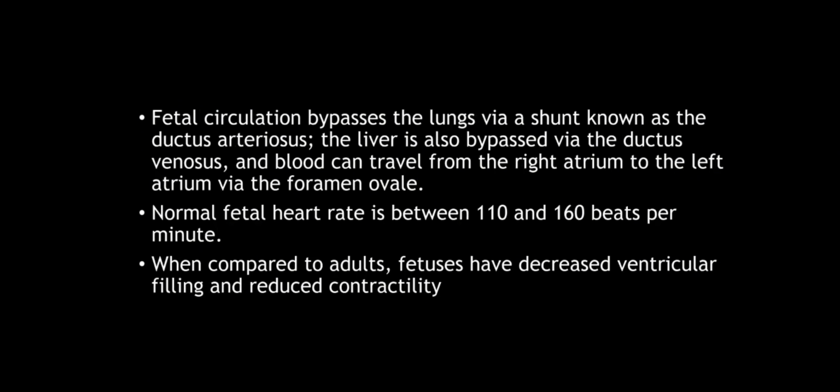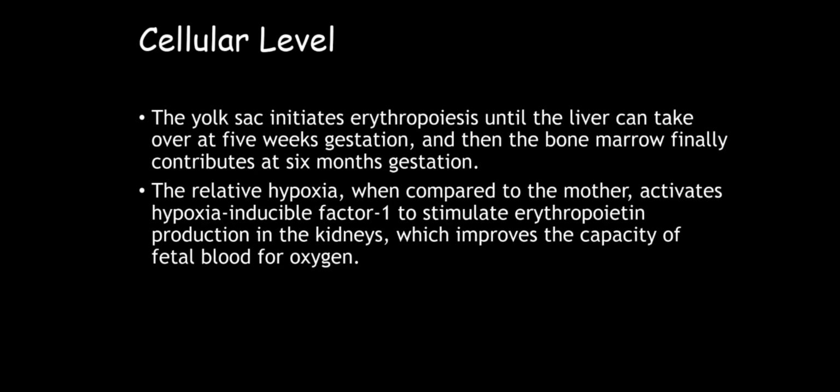When compared to adults, fetuses have a decreased ventricular filling and they have reduced contractility. At the cellular level, the yolk sac initiates erythropoiesis until the liver can take over at 5 weeks gestation. Thereafter, the bone marrow finally contributes at 6 months gestation. So initially, erythropoiesis begins in the yolk sac, then at 5 weeks it's taken up by the liver, then at 6 months by the bone marrow.